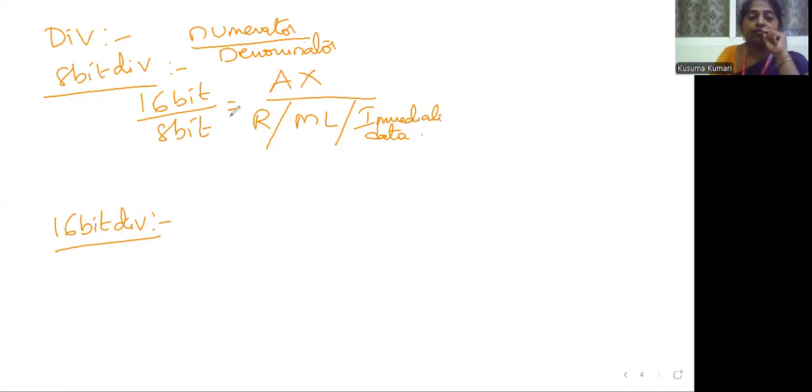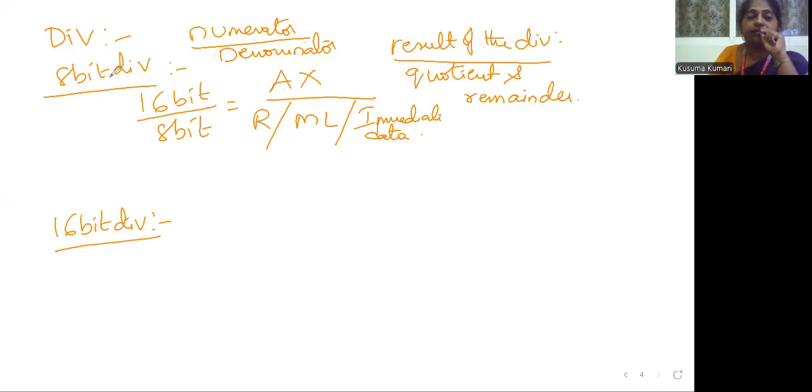Next, what is the result of the division? The result of the division is quotient and remainder, isn't it? In case of 8-bit division, the quotient is available in the AL register and the remainder is available in the AH register. Okay, that is about the division.